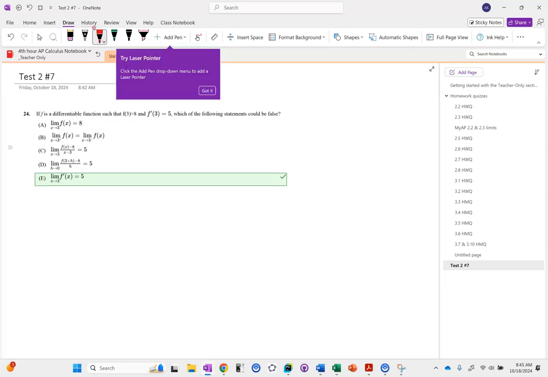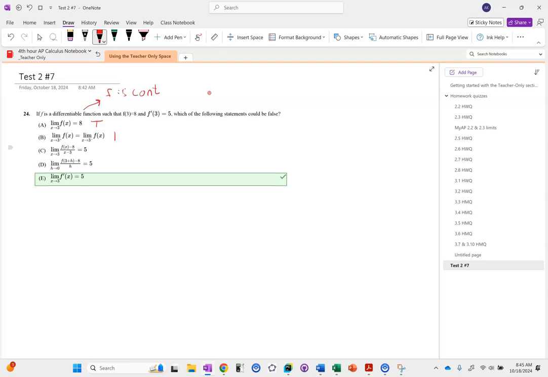So again, if f is differentiable, that tells us f is continuous. So from continuity, we have those things absolutely have to be true. Differentiability just tells us that the derivative exists at those spots.